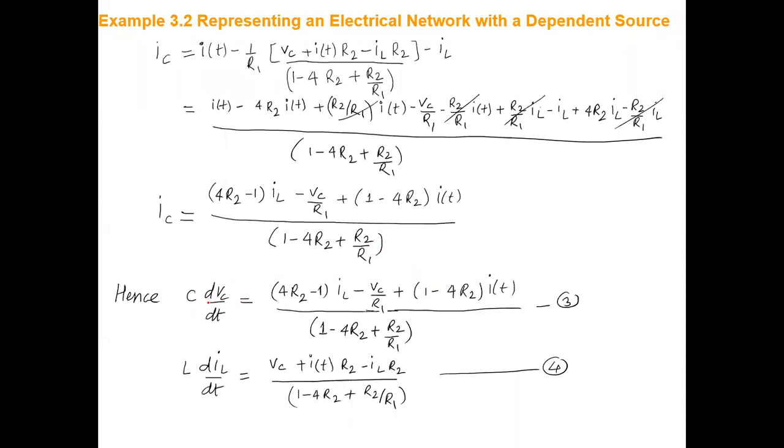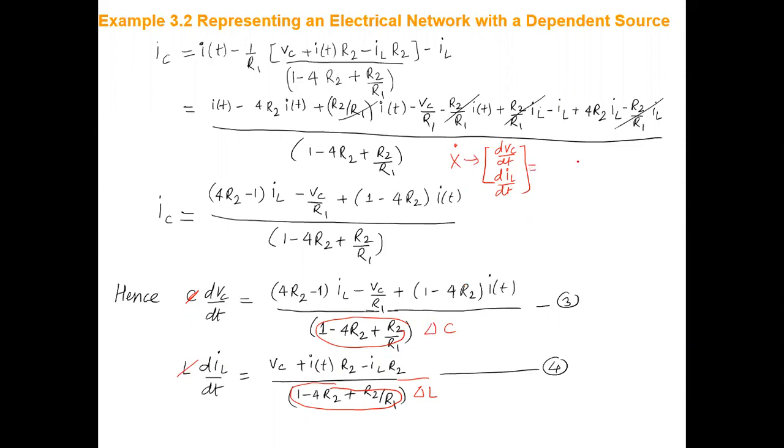What will be the matrix form here? So on the left-hand side, let's do the matrix form, okay? Your C is already down there, right? Sorry about that. This is delta and this is C, and this is delta, and you got this L down here, delta L, right? So I'm rewriting this in matrix form. On the left-hand side you have a derivative of VC and derivative of IL. That's your X dot, okay?